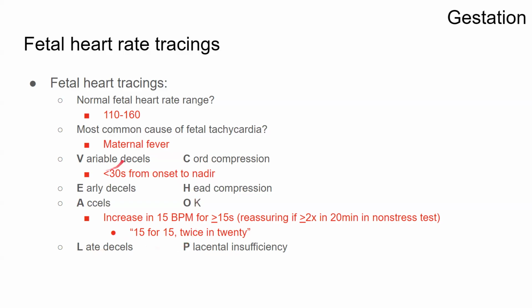So just to recap this mnemonic, VEAL is variable decel, early decel, accel, late decel, and then CHOP is what each of those letters in VEAL correspond to. So cord compression, head compression, okay, and then placental insufficiency.